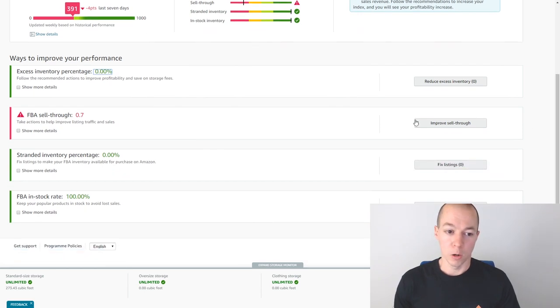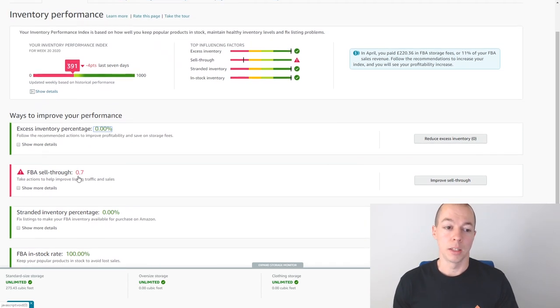So the IPI itself is calculated on these four different metrics. You've got the excess inventory percentage, which I've got the green light on, which is great. You've got the FBA sell-through, which is red, because obviously at the moment I'm not selling as well as I'd like to. You've got stranded inventory percentage and the FBA in-stock rate. So all of those things are green. They're great except for my sell-through rate.